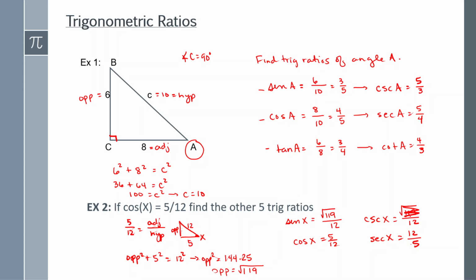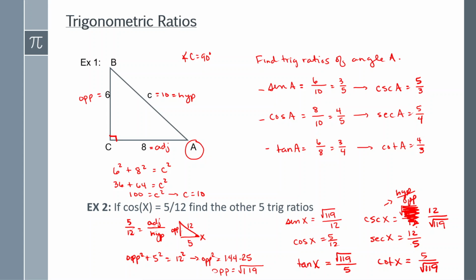Oh my goodness, I did not flip this over. Okay. And then tangent is going to be opposite over adjacent. And that makes cotangent. Sorry about that error there. Cosecant is going to be my hypotenuse on top of my opposite.